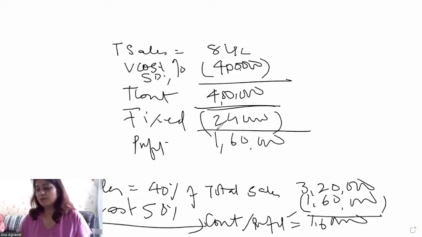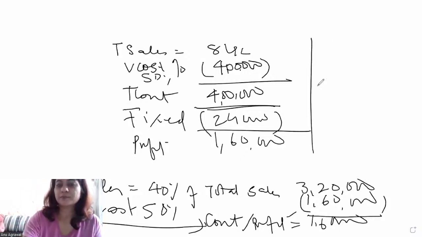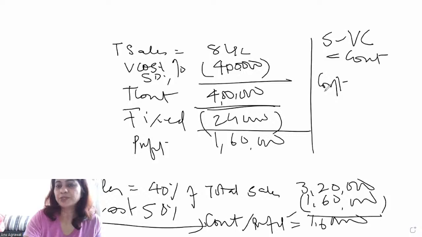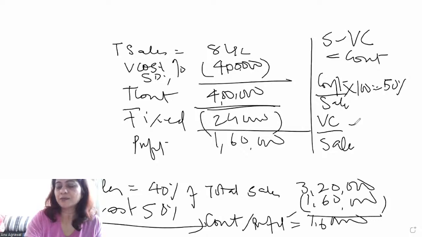Yes, Vrinda. Logical, no? Why did I do that? Selling price minus variable cost is equal to contribution. Yes or no? So contribution divided by sales into 100 if it is 50%, then variable cost to sales will be how much? 100 minus PVR, yes or no?